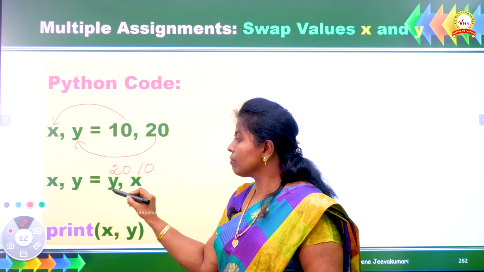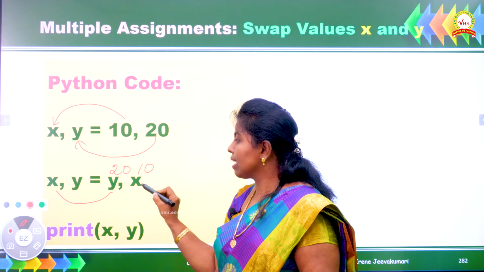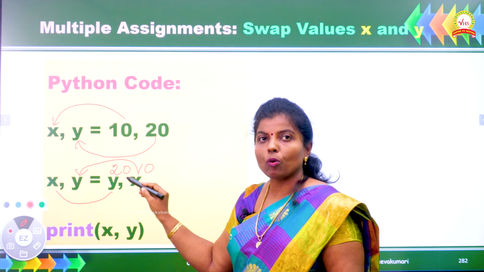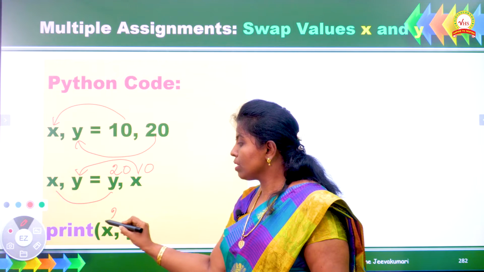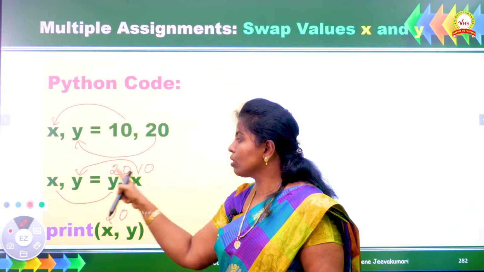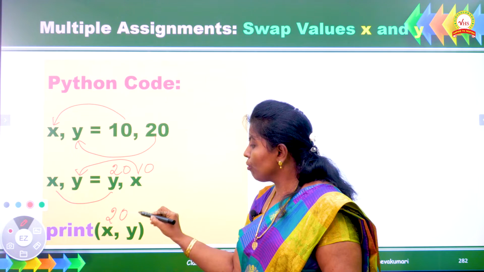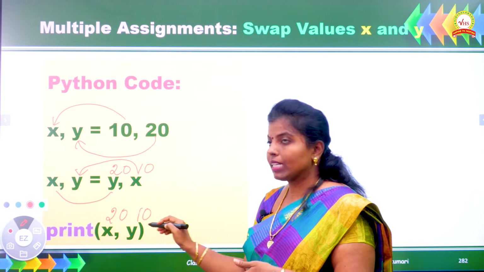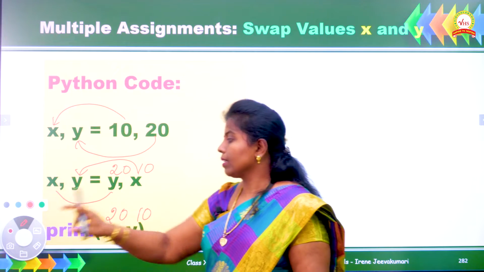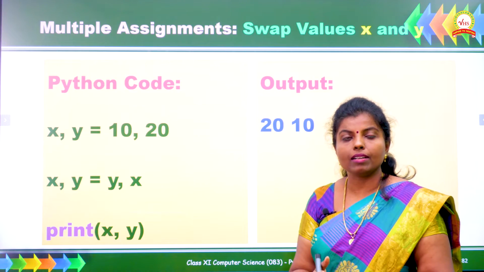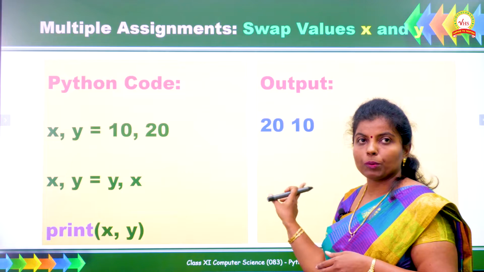So now the first value will be assigned to x and the second value will be assigned to y. So what does x hold now? It holds 20. So when we print, 20 should be printed for x, and what does y hold now? It holds the value 10. So for y the value 10 has to be printed. So as an output, 20 space 10 will be printed. You can see this is the output, 20 space 10 has been printed for this program code.